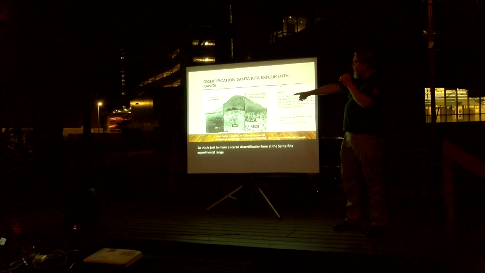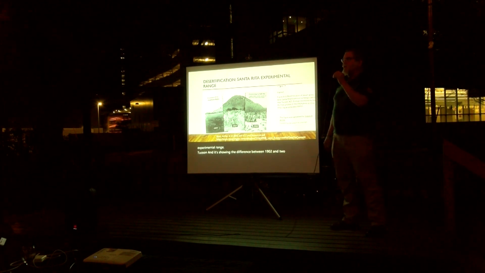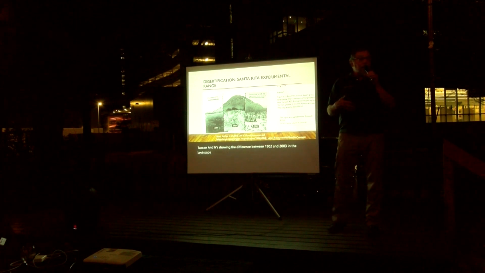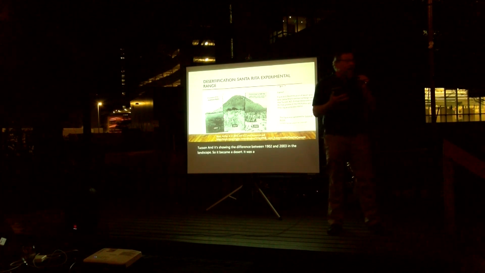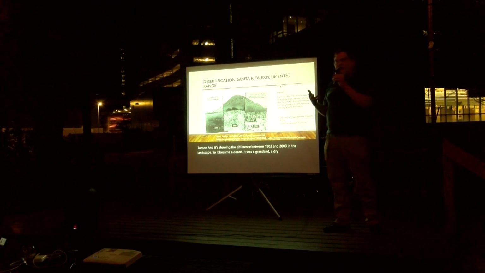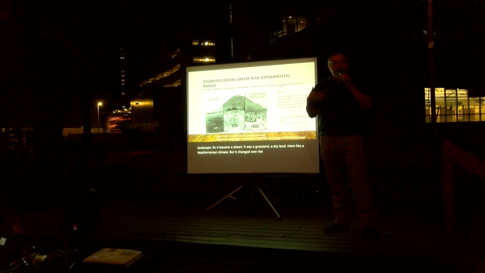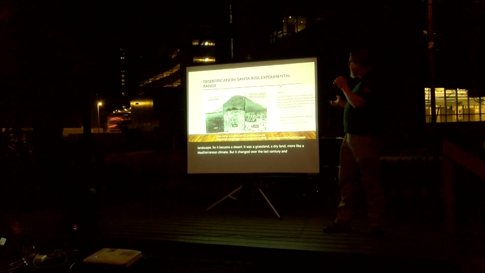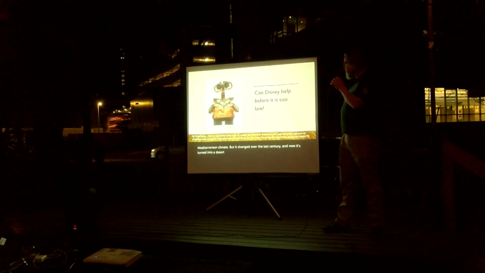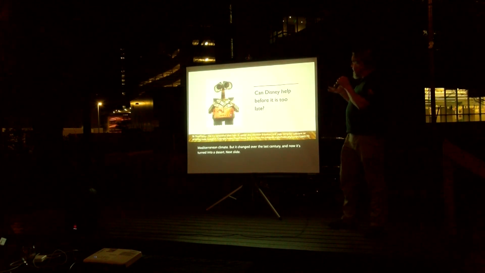And it's showing the difference between 1902 and 2003 in the landscape. So it became a desert. It was a grassland, a dry land, more like a Mediterranean climate. But it changed over the last century and now has turned into a desert. So next slide. So can Disney help before it's too late?